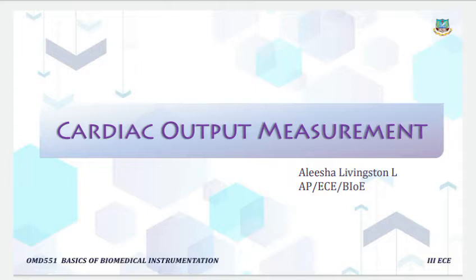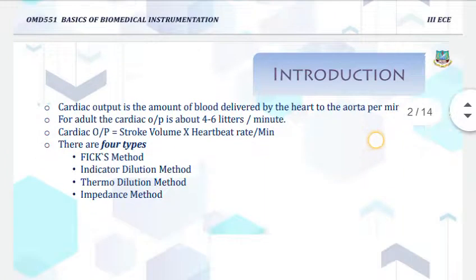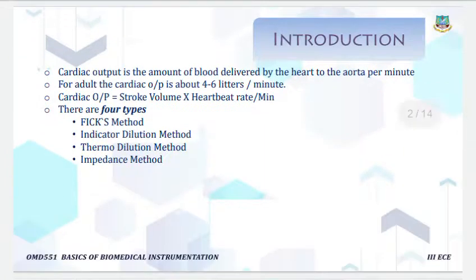What is cardiac output? It is the amount of blood delivered by the heart to the aorta per minute. That is, in 1 minute, how much blood is delivered by the heart to the aorta. That is the measure of the cardiac output.